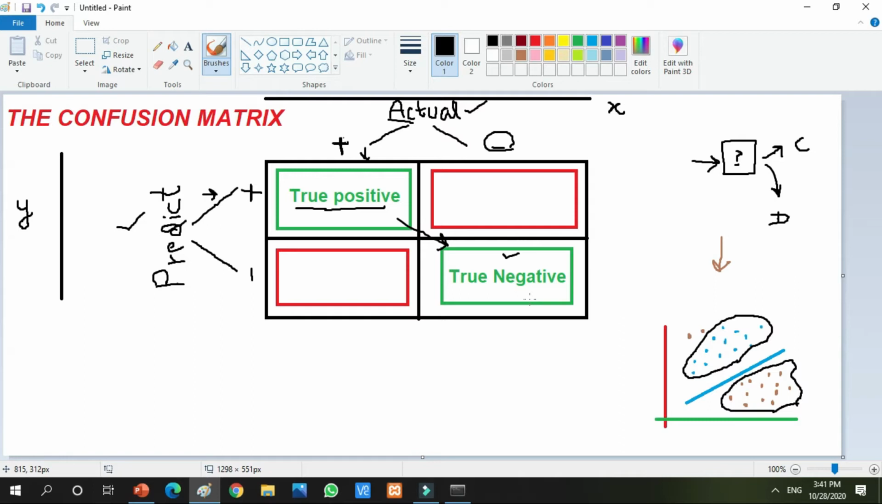Okay, so that's the understanding of true positive and true negative. Now there are two boxes remaining. Two boxes are still empty. These two boxes are always wrong predictions.